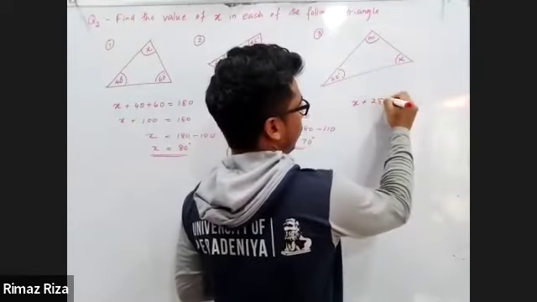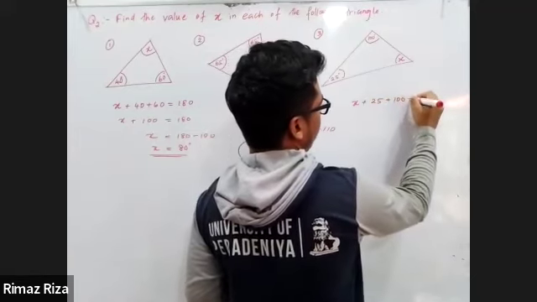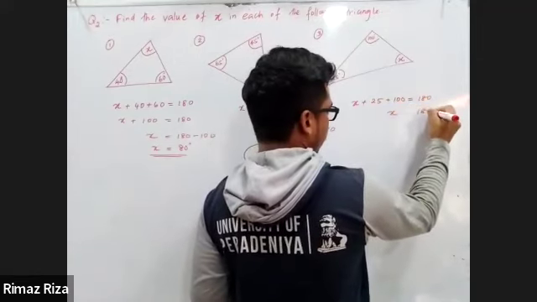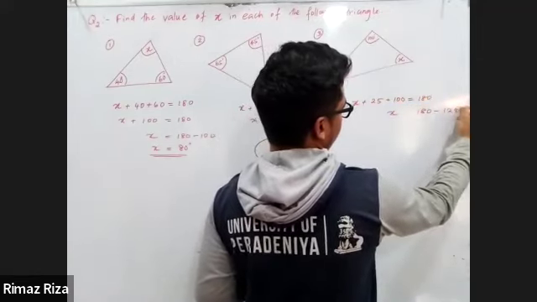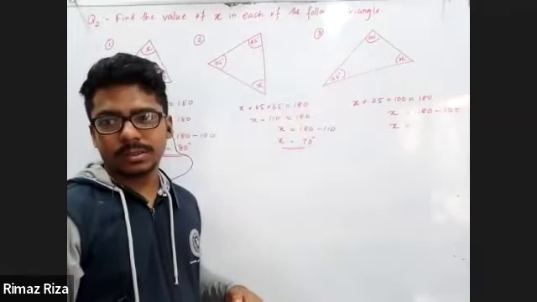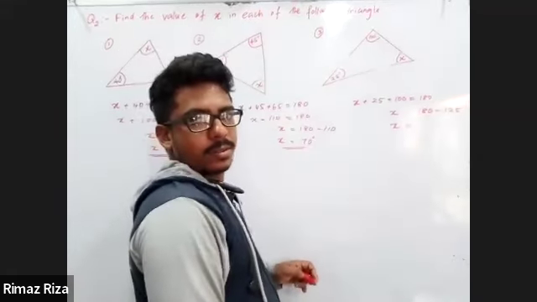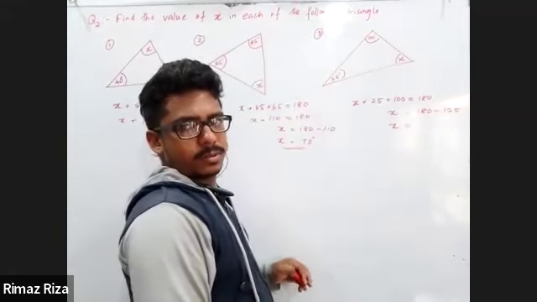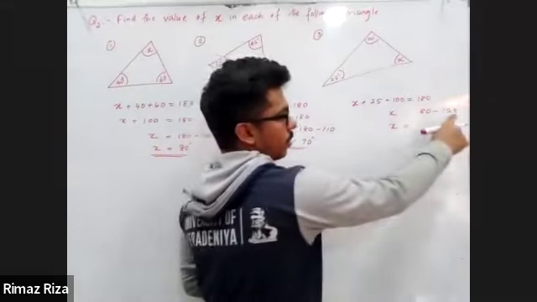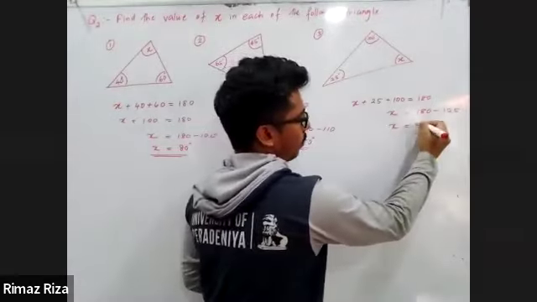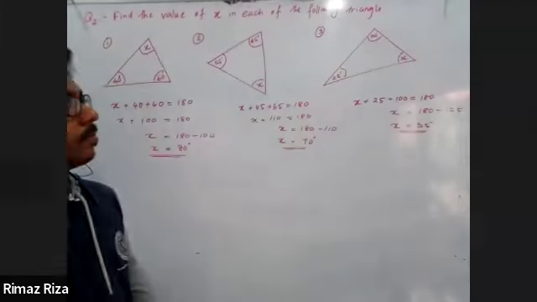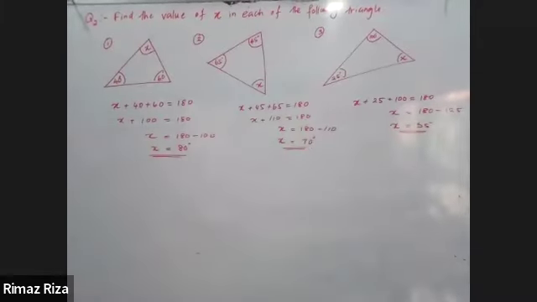X plus 25 plus 100 equals 180. So you have to take 180 minus 125. Is it 65? See, 180 minus 120 is 60. Let's subtract another 5 more. 55. Okay.